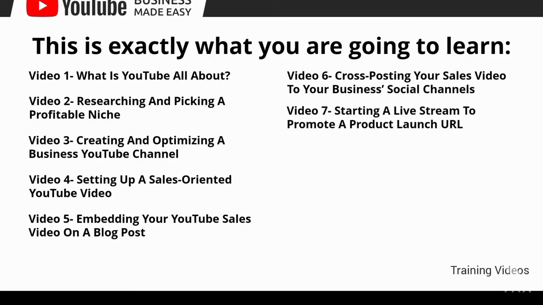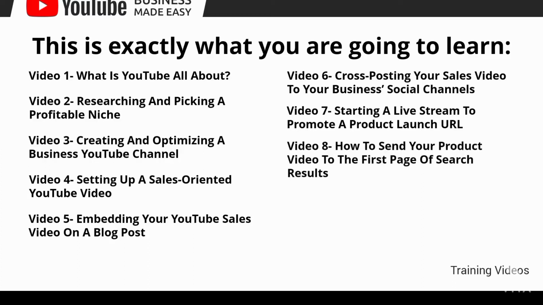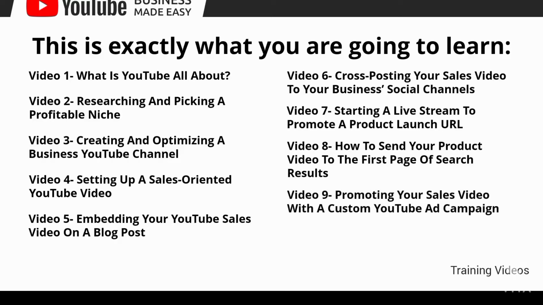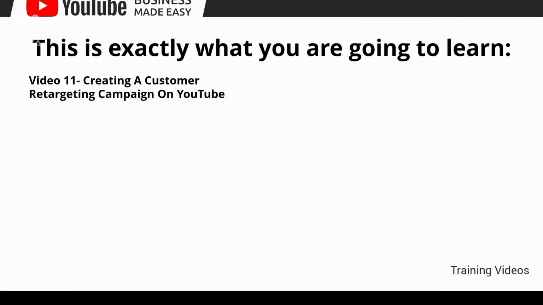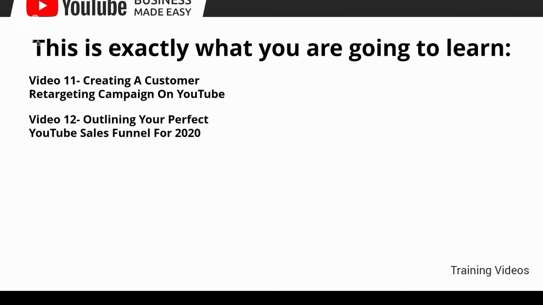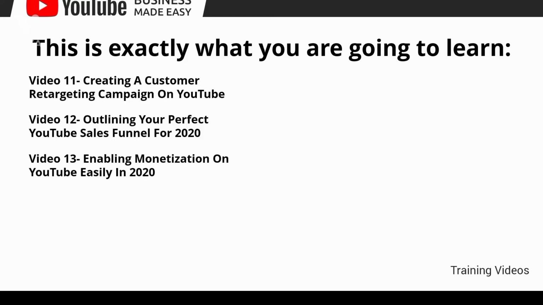Video number 7, starting a live stream to promote a product launch URL. Video number 8, how to send your product video to the first page of search results. Video number 9, promoting your sales video with a custom YouTube ad campaign. Video number 10, creating a product consideration video ad for YouTube. Video number 11, creating a customer retargeting campaign on YouTube. Video number 12, outlining your perfect YouTube sales funnel for 2020. Video number 13, enabling monetization on YouTube easily in 2020.